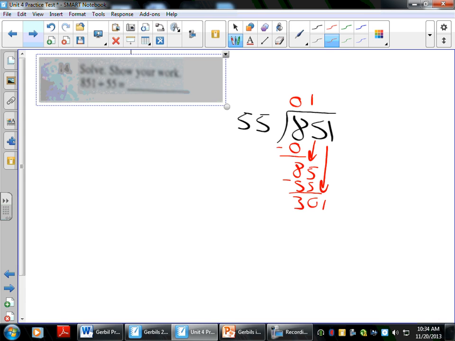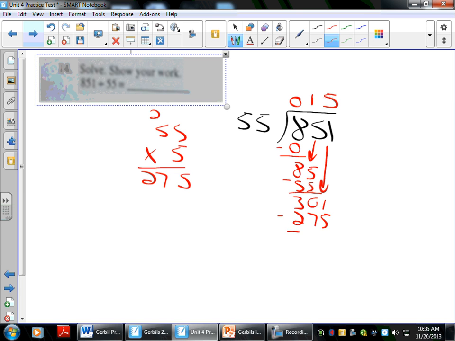Bring down the 1. How many times can 55 go into 301? I have no clue, but I know that 50 times 6 is 300. But we have 55, so let's do 55 times 5. 5 times 5, 25. Plus 2 is 275. Go ahead and put a 5 here.